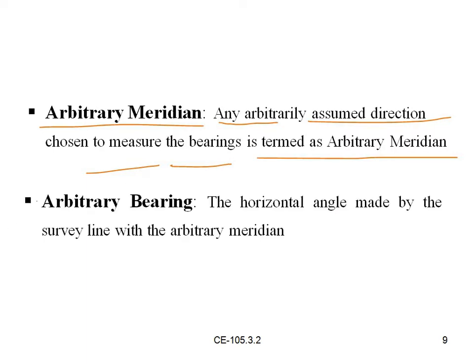And the next one is arbitrary bearing. So here the horizontal angle made by the survey line with the arbitrary meridian. That means this arbitrary bearing is also called a horizontal angle which is made by the survey line with the arbitrary meridian.